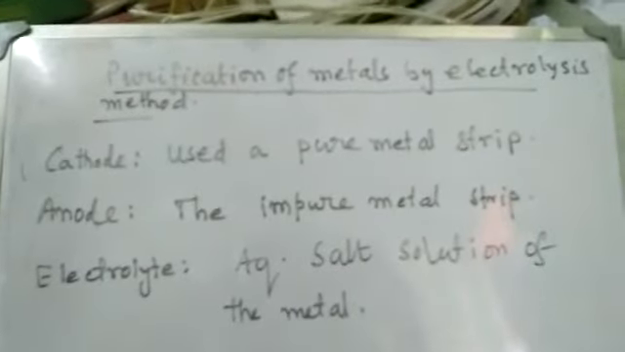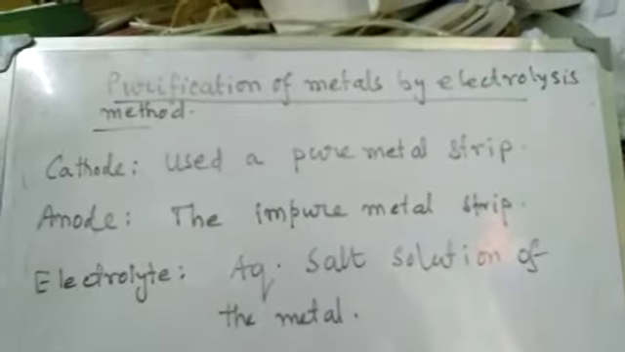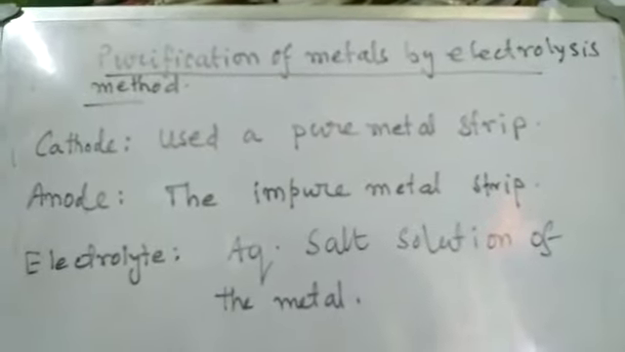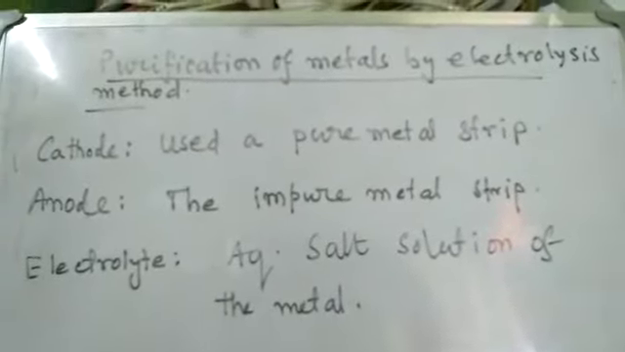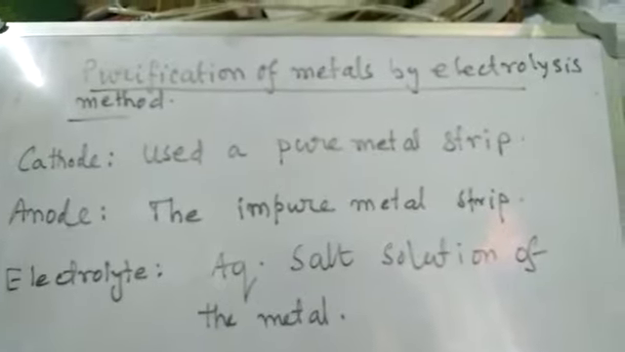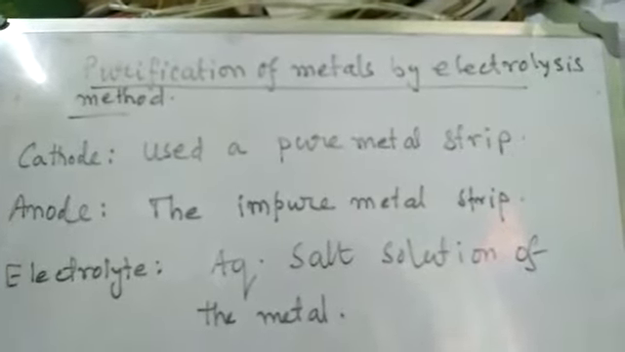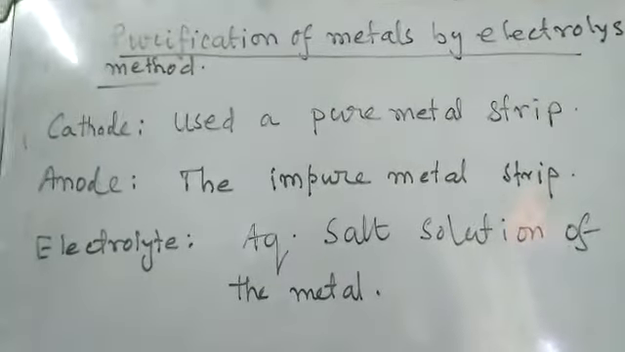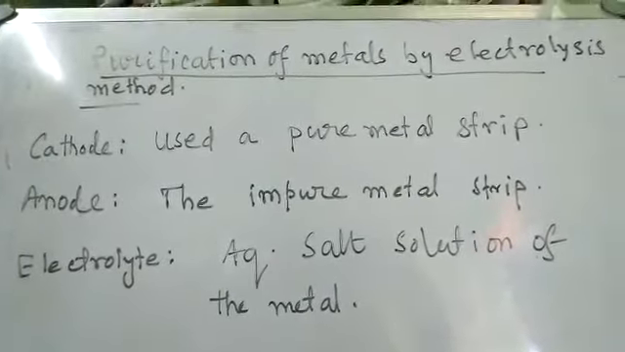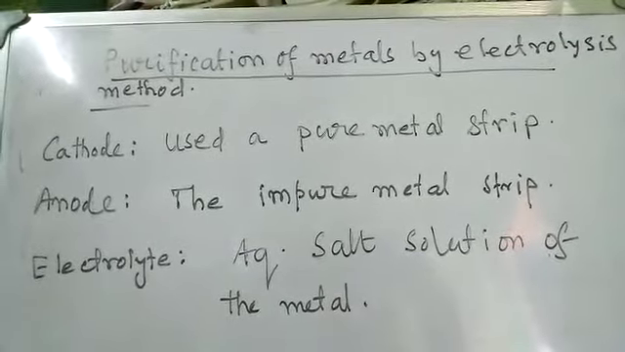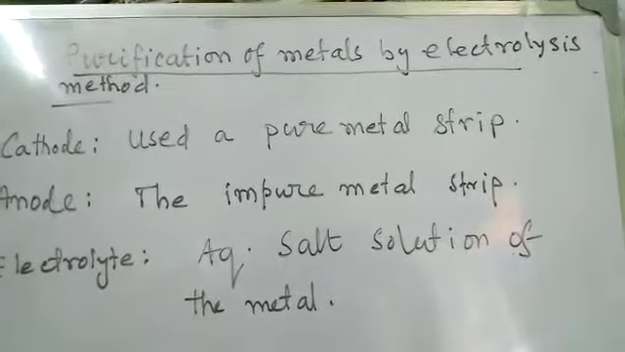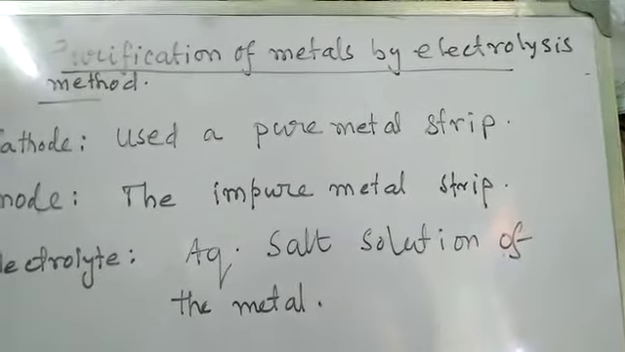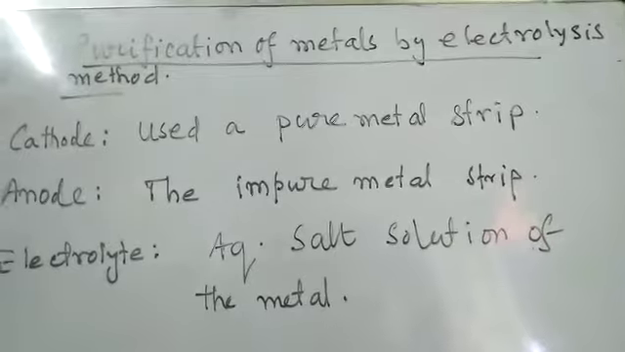Now students, today we, class 8 students, are going to discuss one application of the electrolysis process, that is the purification of metals by the electrolysis method. Now here, to purify the metal we have to use a cathode. The cathode that we use should be a pure metal strip.